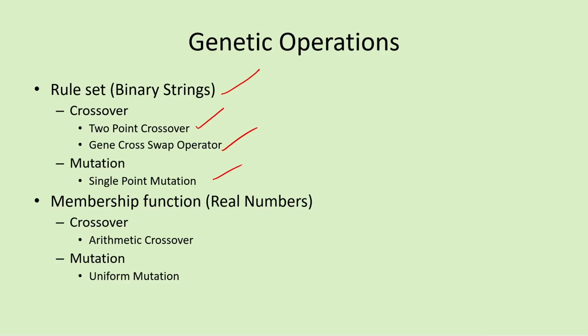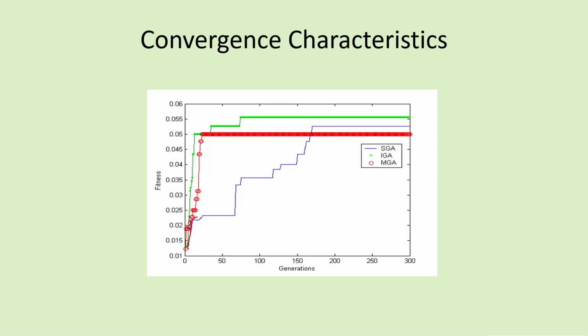And for the membership function, the crossover is arithmetic crossover, and the mutation is for real numbers, right. So these are the genetic operations that we have introduced for this new version of the algorithm, that is the mixed genetic algorithm. If you look at the convergence characteristics, the blue line represents the simple genetic algorithm. The green line represents the improved version of the genetic algorithm. And you can see that the convergence is much faster with the mixed genetic algorithm.